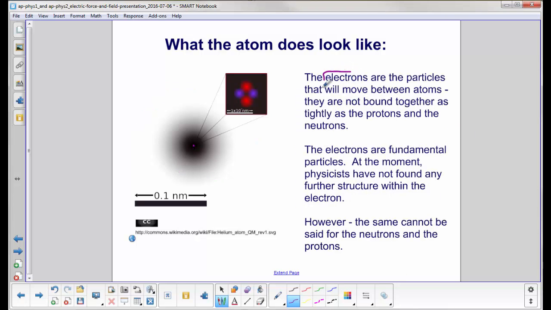Electrons. Electrons are the particles that will move between atoms. They're not bound together as tightly as the protons and the neutrons that are stuck way deep within the atom. The electrons are fundamental particles.